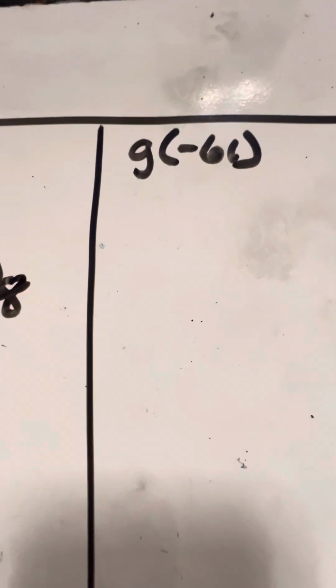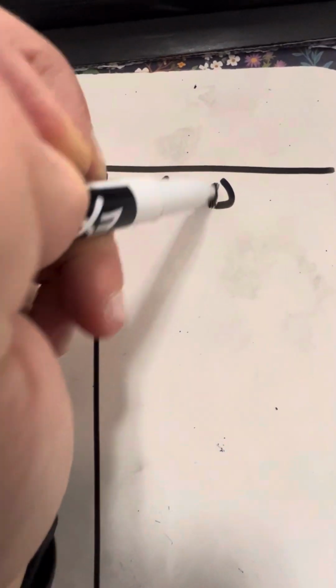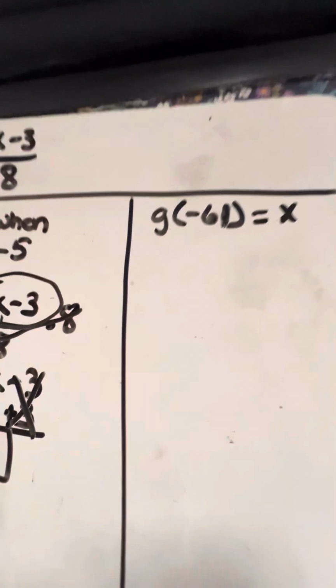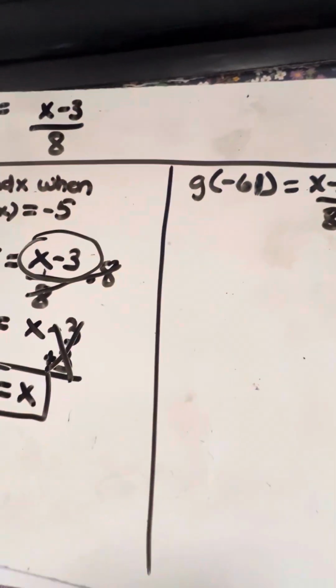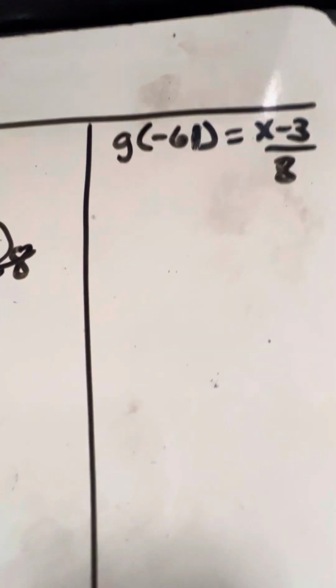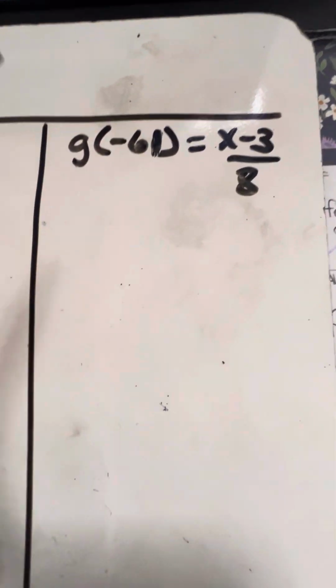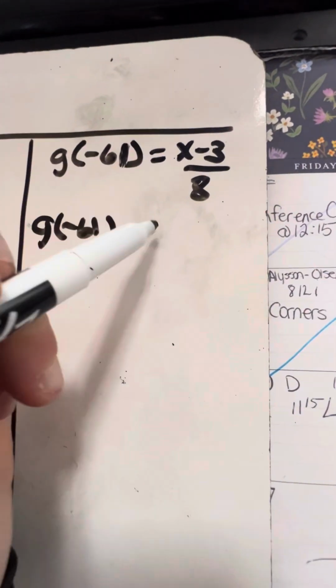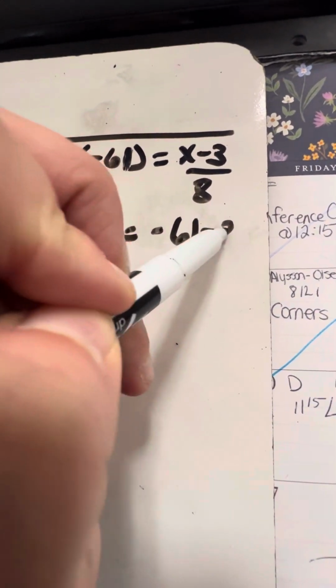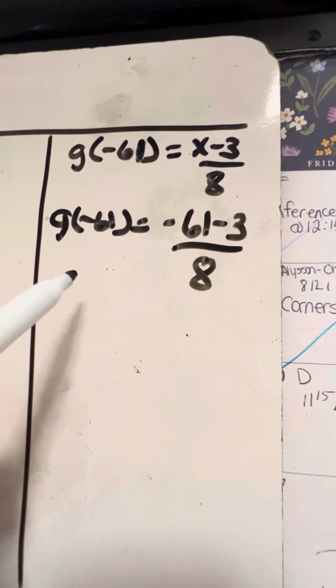And then my last one here is what happens when our x value is a negative 61. So we're just going to do the same equation right here. So again, x minus 3 over 8. And we're going to repeat the same process that I had over here. We're going to do the same thing here, but with a different number. So we are going to place that negative 61 in where x is, and then we're going to subtract 3 and divide by 8.